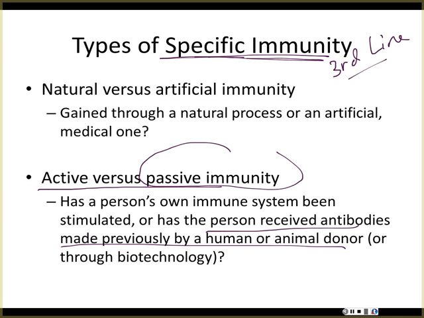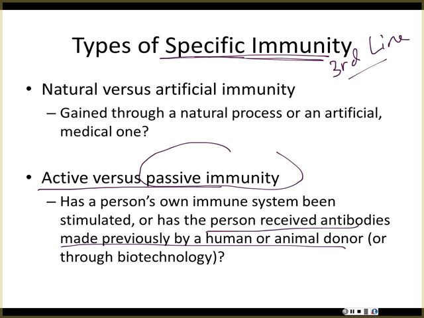So sometimes when people receive pre-made antibodies, those antibodies have been made through a biotechnology type process, which is actually much safer. That's passive immunity. Your own immune system has not been stimulated. You are receiving pre-made antibodies. Like when an infant receives antibodies from its mother, that's passive immunity. The infant didn't make the antibodies, the mother did.